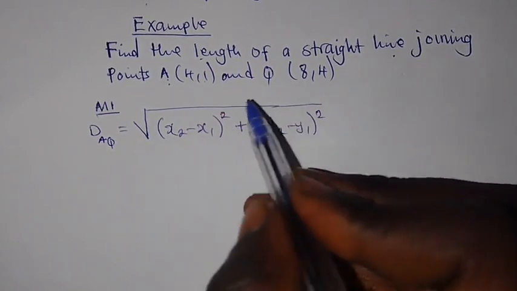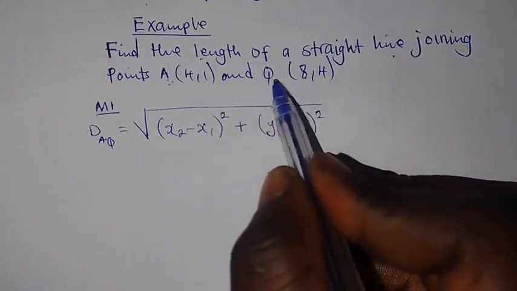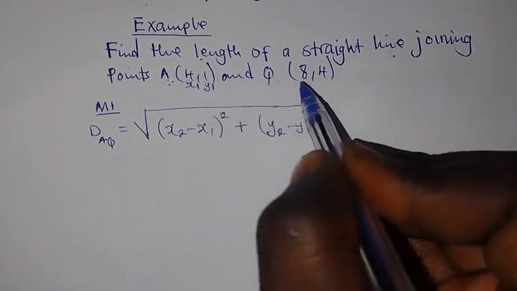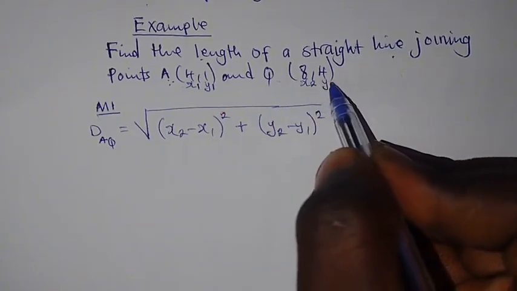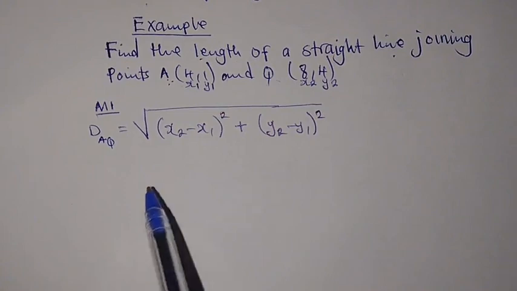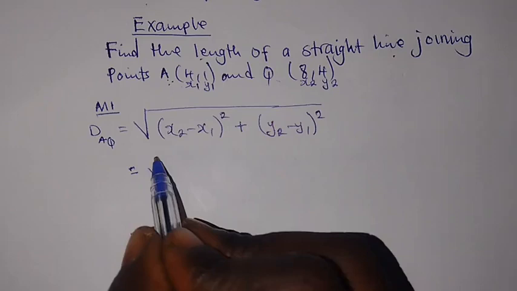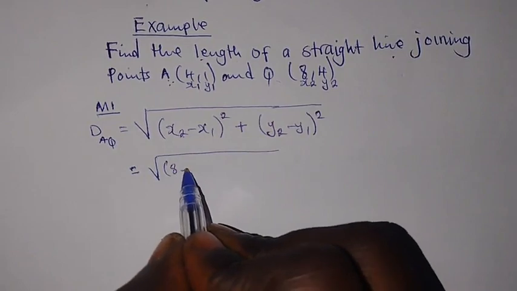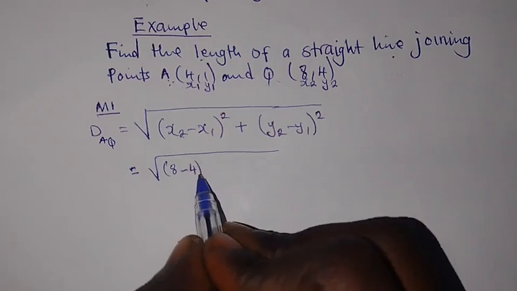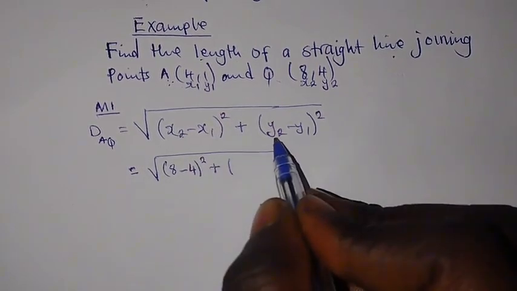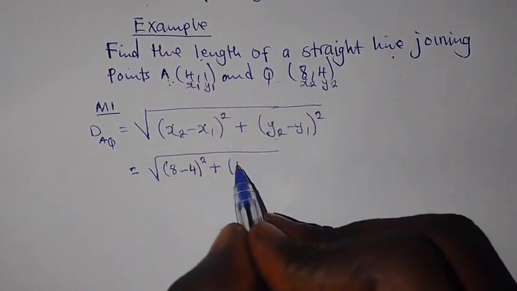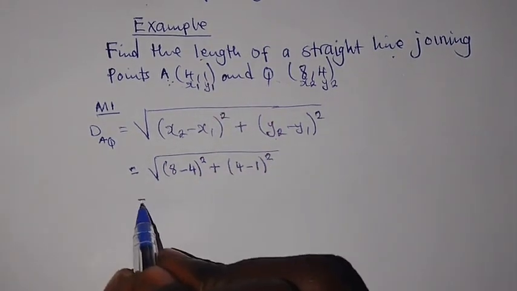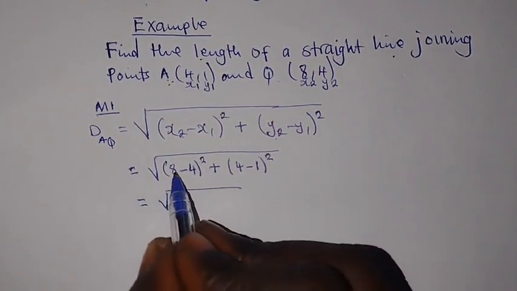Now we have 2 points, point A and Q. You can name your coordinates. This is x1 and this is y1, and this is x2 and this is y2. Now we are just going to substitute. Where there is x2, we are going to put 8. So this will be 8 minus our x1, which is 4, squared, plus where there is y2, we are going to put this 4 right here, 4 minus our y1, which is 1, then squared. So from here, we are going to say 8 minus 4.